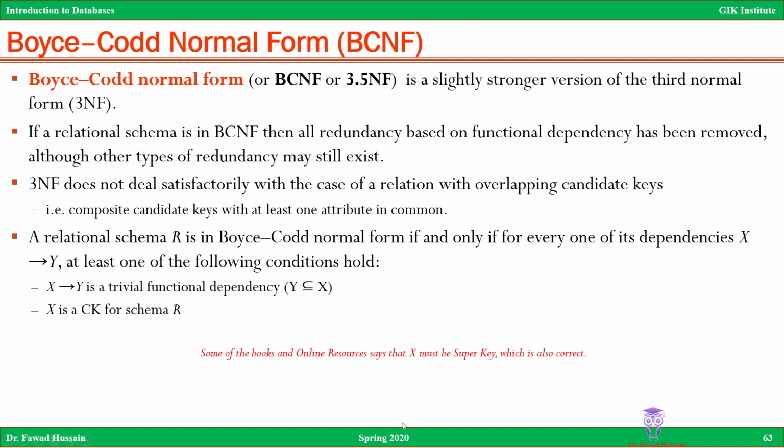Technically speaking, a relational schema R is in Boyce-Codd normal form if and only if for every one of its dependencies X implies Y, at least one of the following conditions holds. Either it's a trivial functional dependency, which means that Y is a subset of X, or X is a candidate key for the schema R. So for any X to determine Y, either Y has to be a subset of X or X has to be a candidate key.